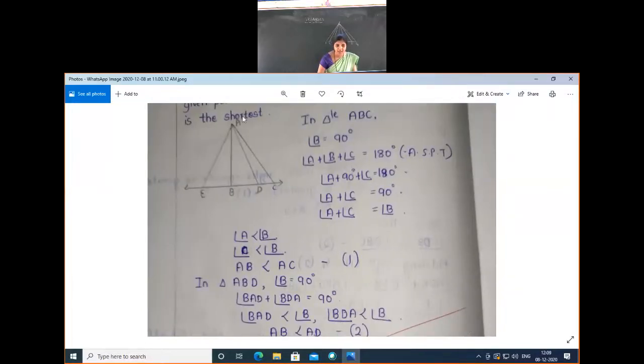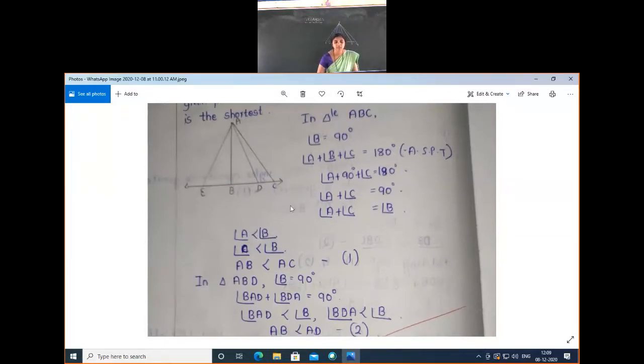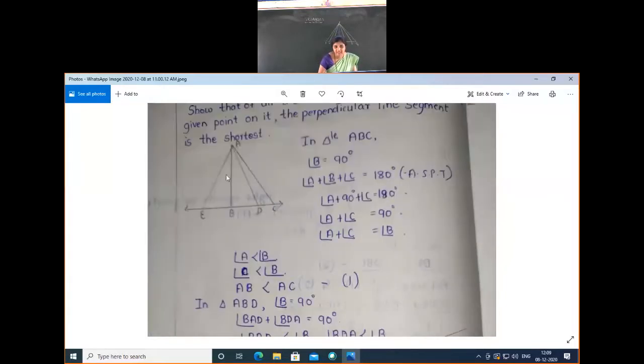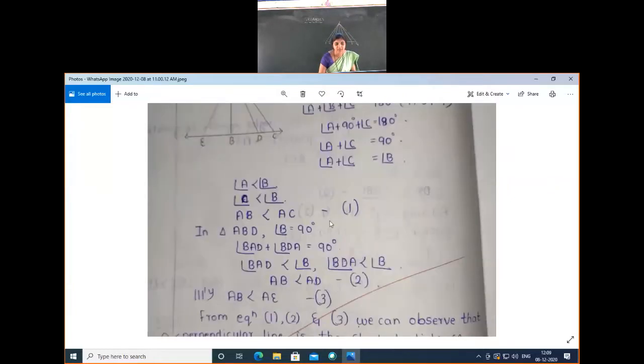Similarly, you can prove by taking many lines here. All the triangles are right angle triangles, like ABE. Next, if you choose one more point F, ABF, in all the results you will get that AB is the shortest distance. So you will get AB less than AE. Why? Because all these lines AD, AC, AE are hypotenuses. The hypotenuse is nothing but the side opposite to 90 degrees. We all know that in a right angle triangle, the hypotenuse is the largest side. So that's why AB is the shortest distance.